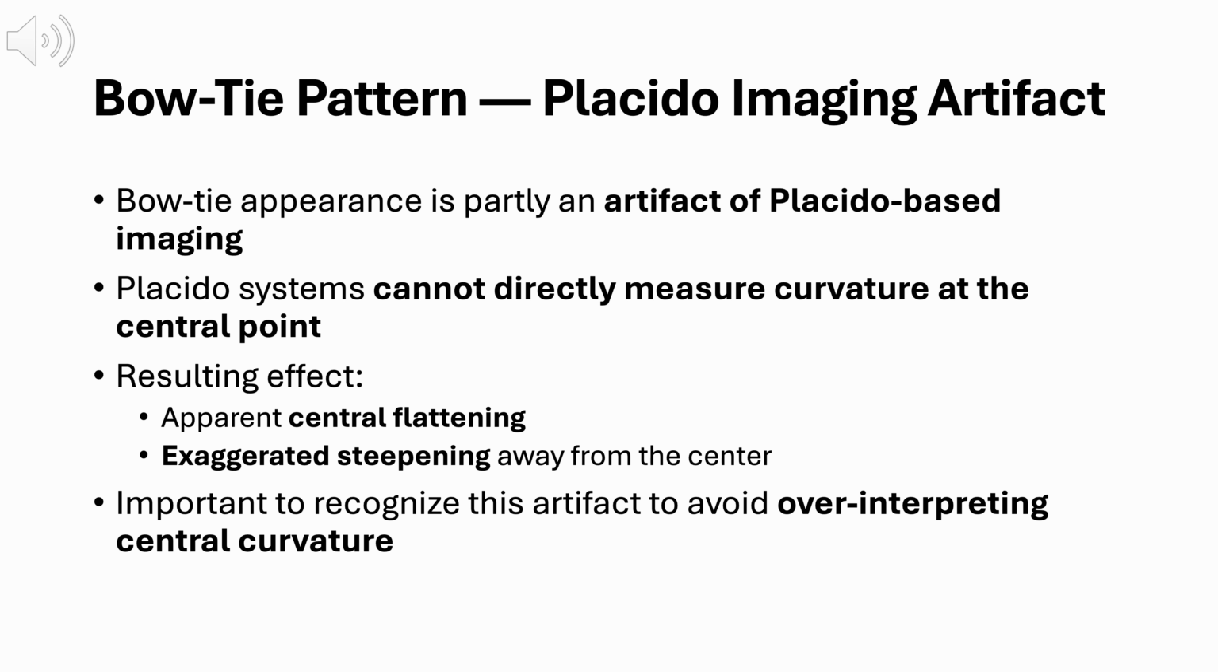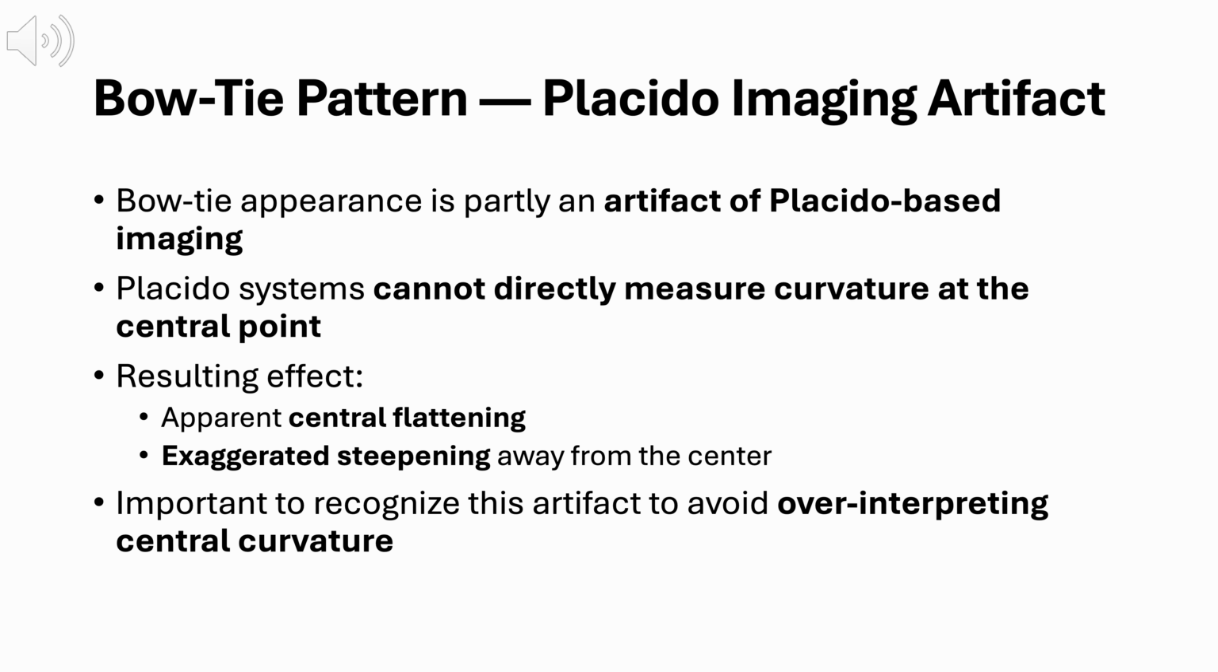Because the central point isn't directly measured, the system has to interpolate that region. The result is an apparent flattening in the center of the map, with exaggerated steepening just away from the center. This effect can make bow tie patterns look more dramatic than the true corneal curvature would suggest. That's why it's important to recognize this as an imaging artifact rather than true pathology.